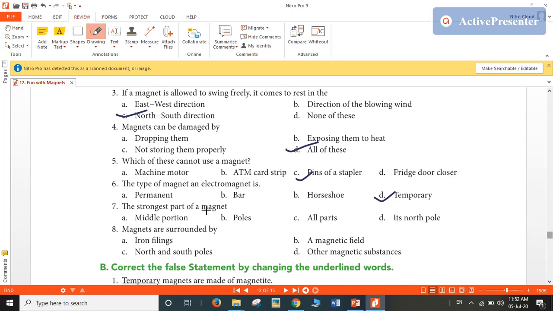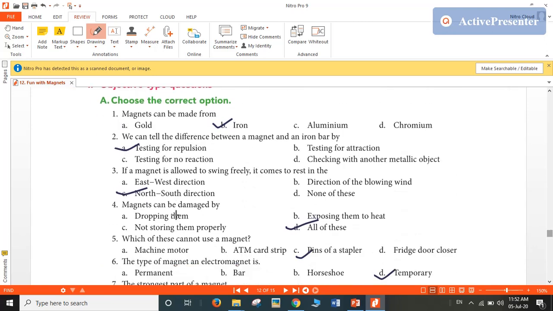Strongest part of a magnet is poles, because there the magnetic force is the strongest. The magnets are surrounded by their field, it means the magnetic field. So B would be the answer. So here are the answers of MCQs.